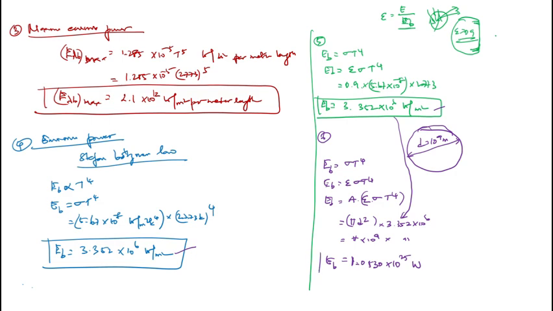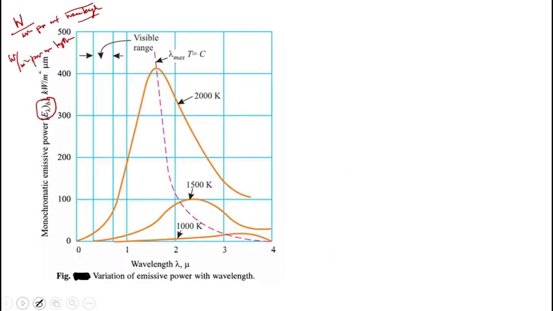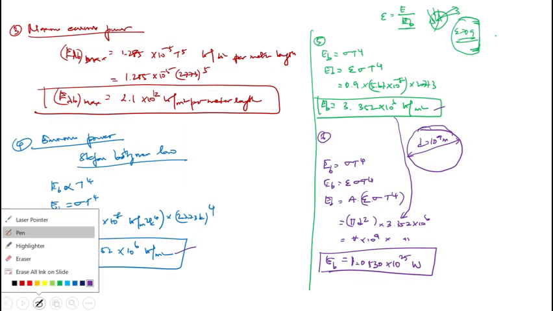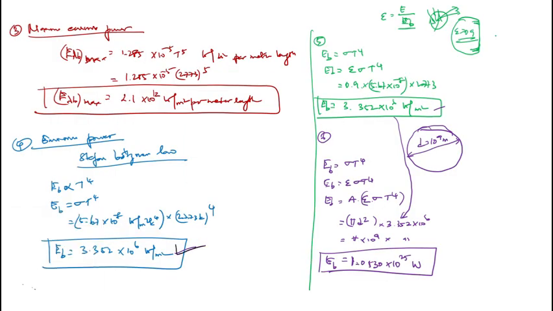So that is E_B. So consider you have 3 E_Bs. One is the emissive power for emissivity equal to 1. Here the emissivity is different, that is 0.9. Here, if the area is given, this is the total emissive power, which is represented in watt, but the other two are represented in watt per meter square.